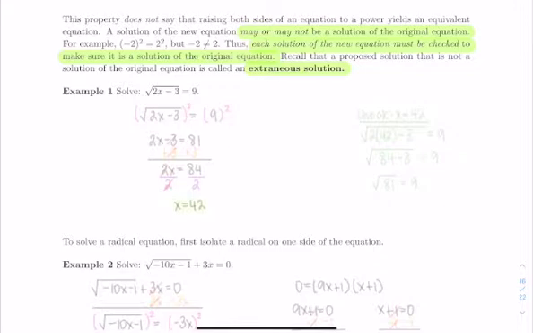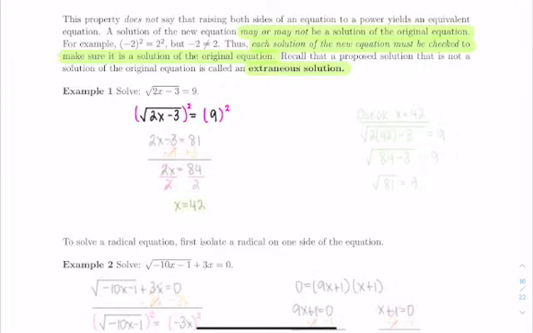So let's go ahead and solve the square root of 2x minus 3 equals 9. The first thing you want to do is make sure that the square root, or whatever the root is, is by itself. So in this case, it already is. And so to undo a square root, we use the index and raise both sides to that power. So to undo a square root, we are going to square both sides of the equation.